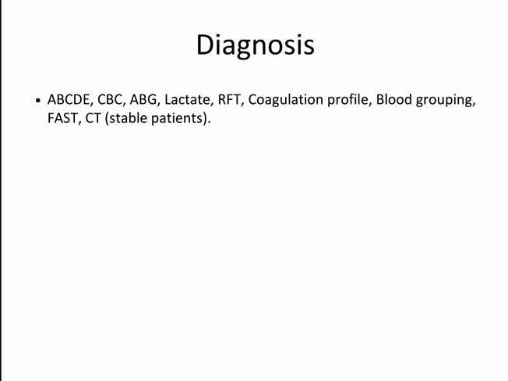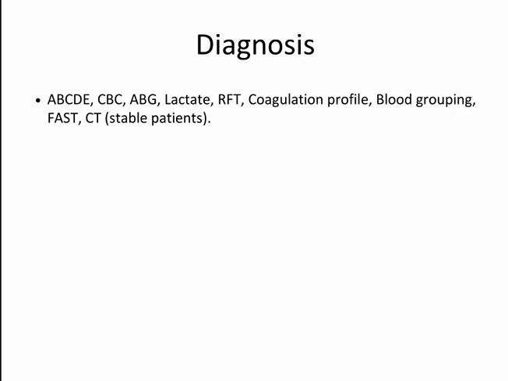And next we will do CBC, hematocrit, HB, PCV, MCV, platelet count, WBC count, ABG, arterial blood gas. We will check the pH, PCO2, the partial pressure of CO2, as well as the oxygen and bicarbonate levels, lactate, RFT, coagulation profile, blood grouping, CT.